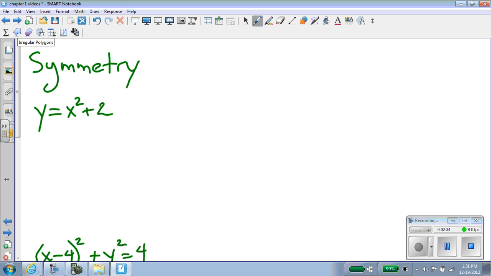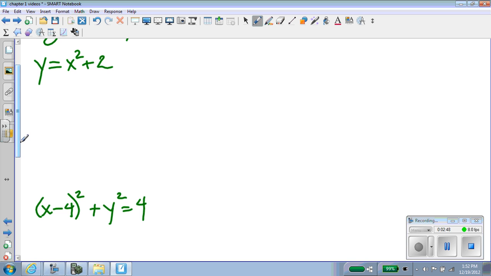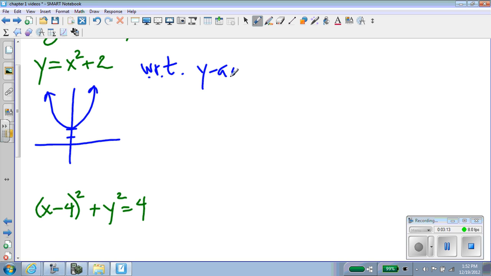Our bigger topic is symmetry, and we're going to talk about 3 types of symmetry. Symmetry with respect to the y-axis, symmetry with respect to the x-axis, and symmetry with respect to the origin. Okay. This equation would make the basic graph of a parabola with a vertical shift of 2 units. We can see that the y-axis creates a fold line, if you will. The graph is symmetric with respect to, WRT, the y-axis.